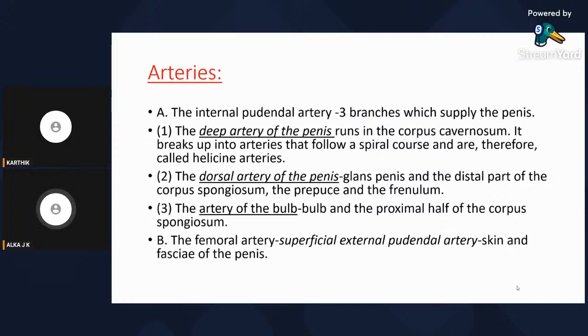The artery of the bulb supplies the proximal half of the corpus spongiosum. See carefully, the distal part is supplied by the dorsal artery and the proximal part is supplied by the artery of the bulb.